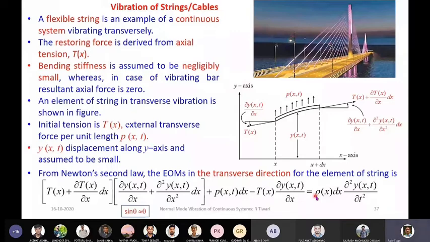That will be equal to the mass. So this is mass per unit length. If you multiply by the length, this will be the mass of the small cable, and this is the linear acceleration in the y direction. So this is nothing but the sum of forces on the cable in the y direction equal to the inertia of the cable in that direction. This is Newton's second law we applied here, and now we'll expand this equation.